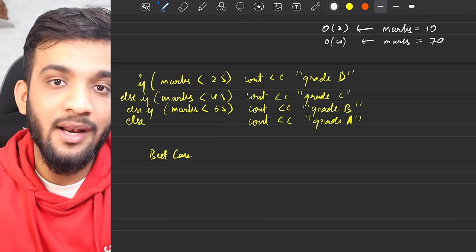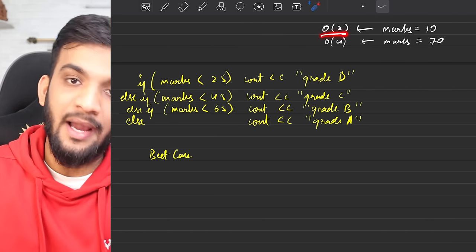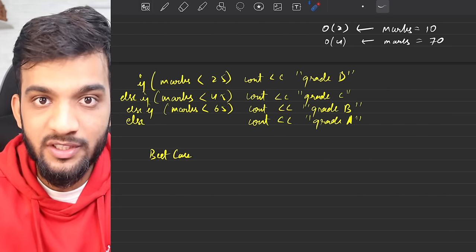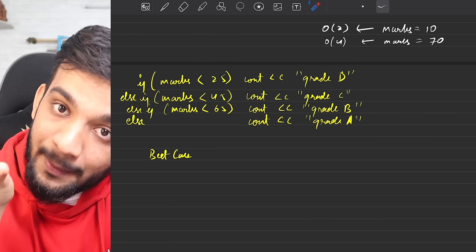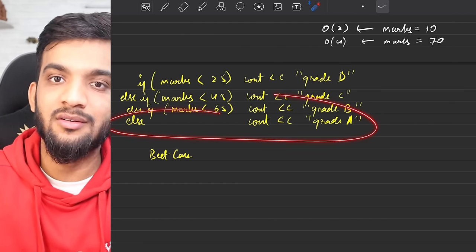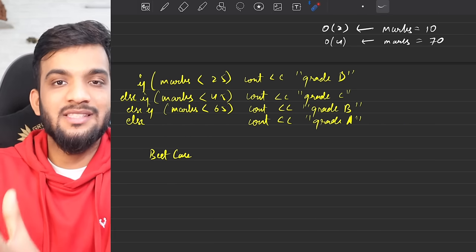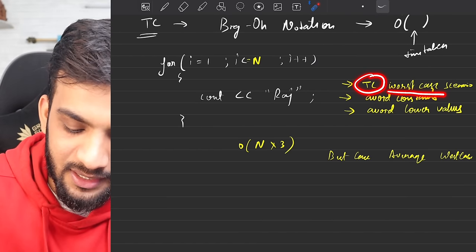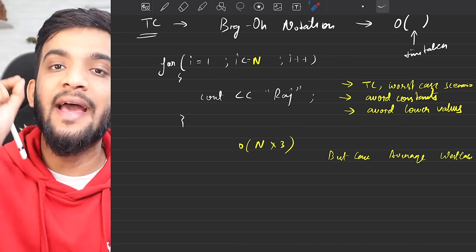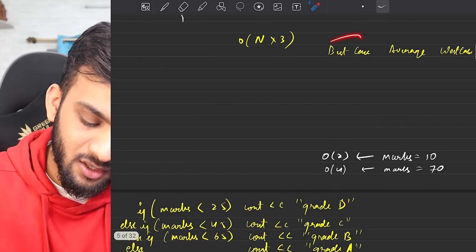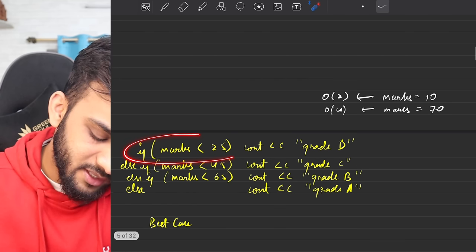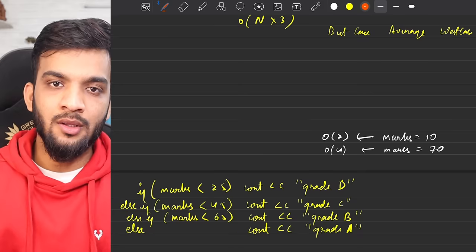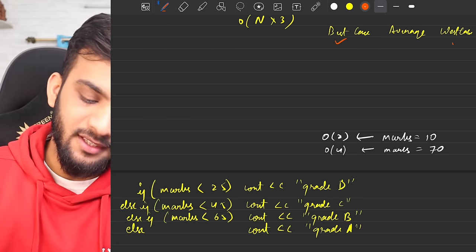So whenever you're analyzing the time complexity, will you say that my code runs in big O of 2, or will you say that your code runs in big O of 4? Obviously, you will say big O of 4, because that might be the worst case that the computer might encounter when it is given an input. So always compute the time complexity in terms of worst case scenario. And if they ask you the best case, you know the best case. In this case, it is the first if statement getting executed, which is big O of 2 operations. So you've got an idea about the best case and the worst case.